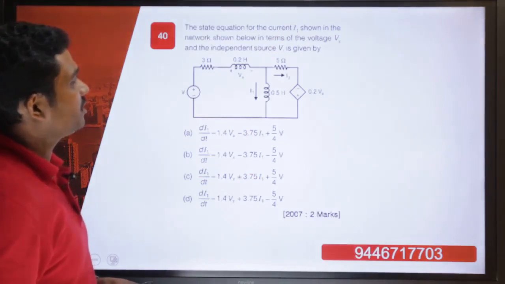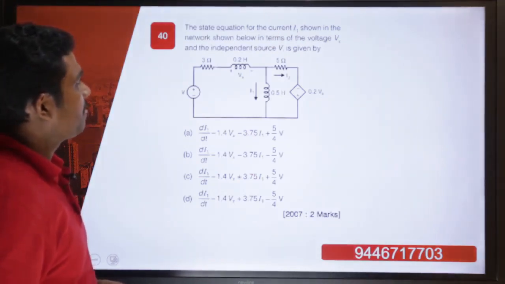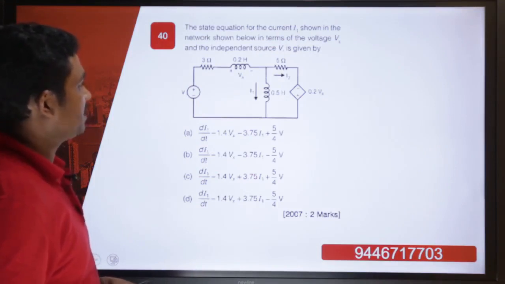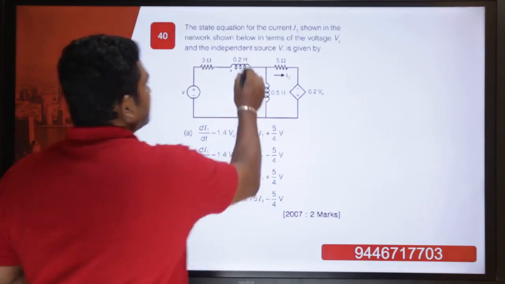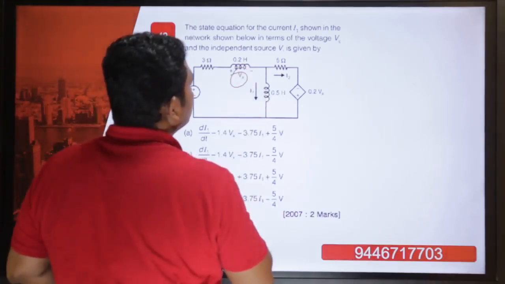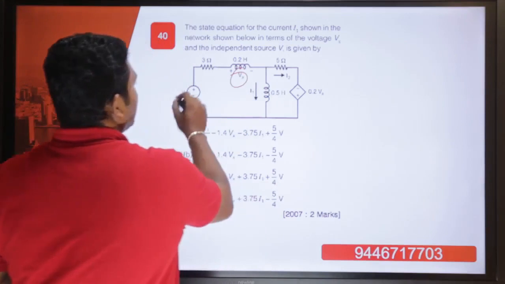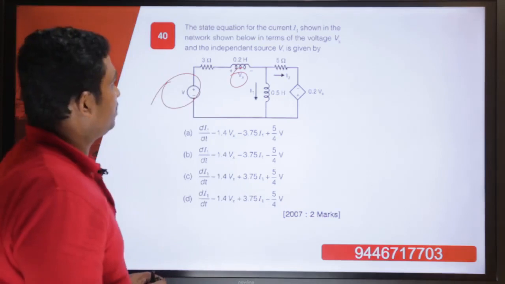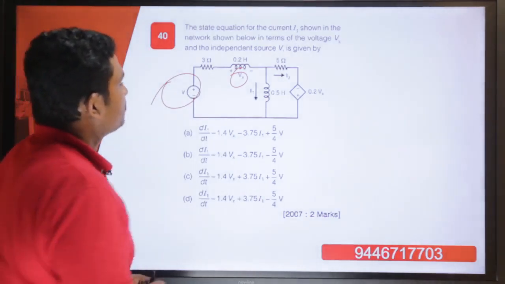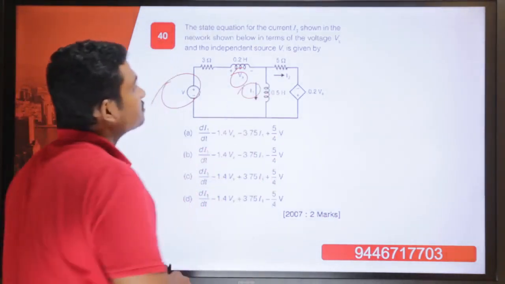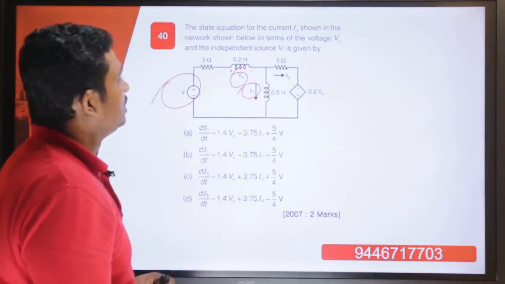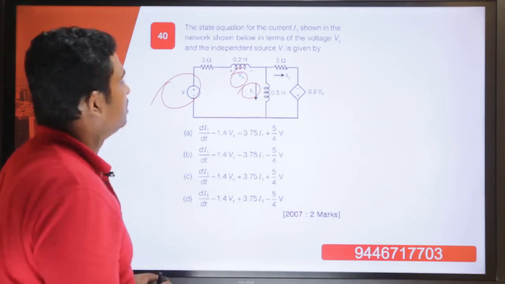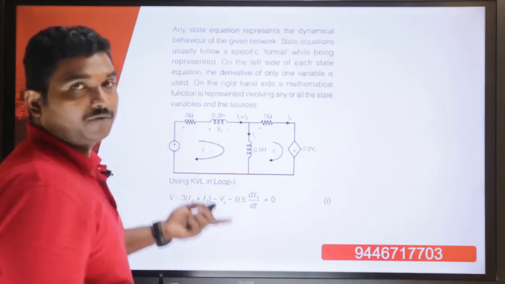Now the state equation for the current, question number 40. The state equation for the current I1 shown in the network below, in terms of the voltage Vx and the independent source V1, is given by what? So we have to find the state equation for the current I1. That is the question, so we are going to find the state equation.